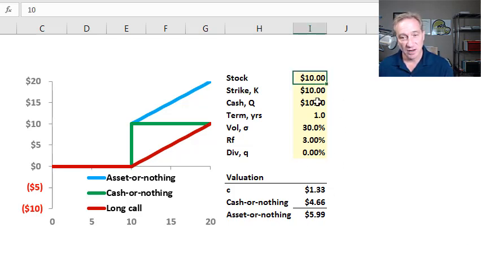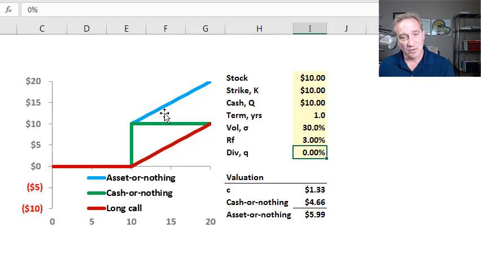So I've got my stock price today at $10, strike price of $10 for both of the digital options, and then I'm assuming the cash payoff on the cash or nothing is also equal to $10. One year term, these can all be changed, volatility 30%, risk-free rate of 3%, and my model can accommodate a dividend yield, but to keep it simple, I'm assuming zero dividend yield. So in other words, these are European digital options on a non-dividend paying stock, is the way Hull would say that.